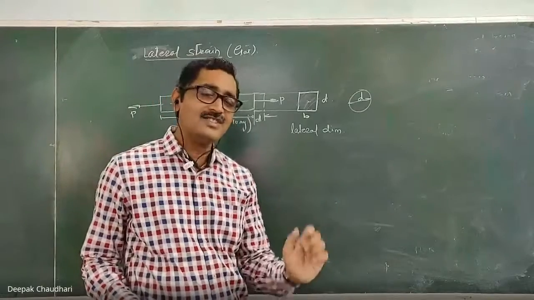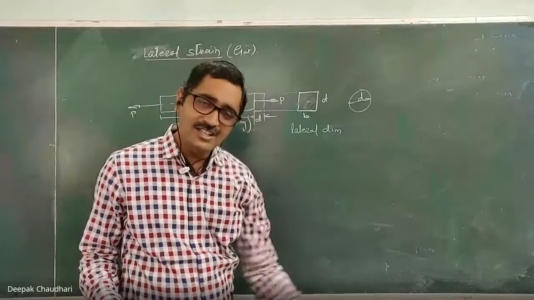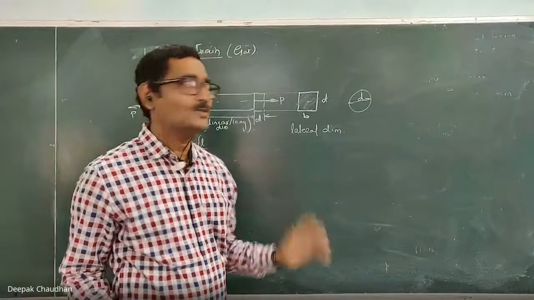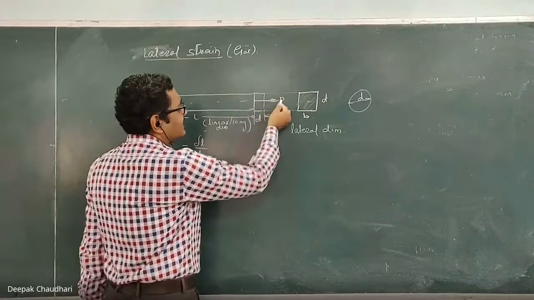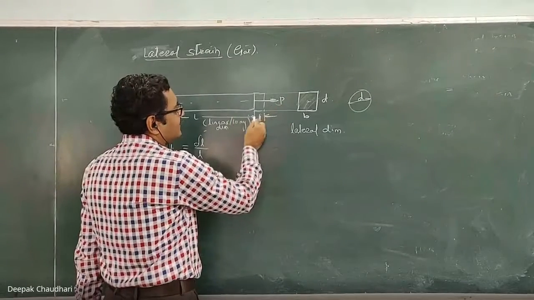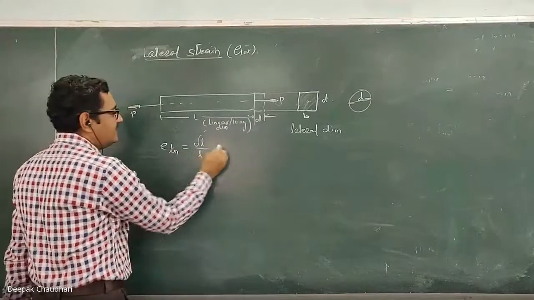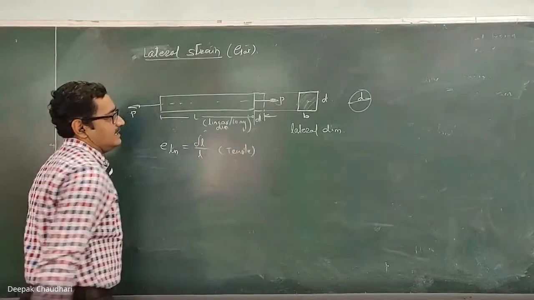Whenever there is a linear strain, there has to be some lateral strain. If there is a change in linear dimension, the lateral dimension has to change. If the external applied force is tensile, then there will be an increase in the linear dimension, and this linear strain is tensile in nature because it is an increase in length.